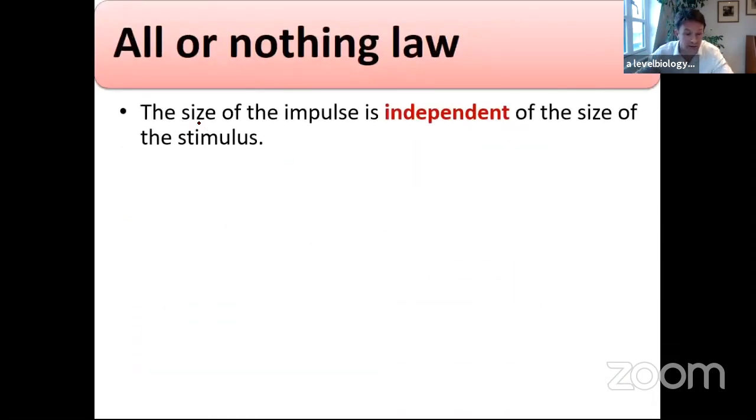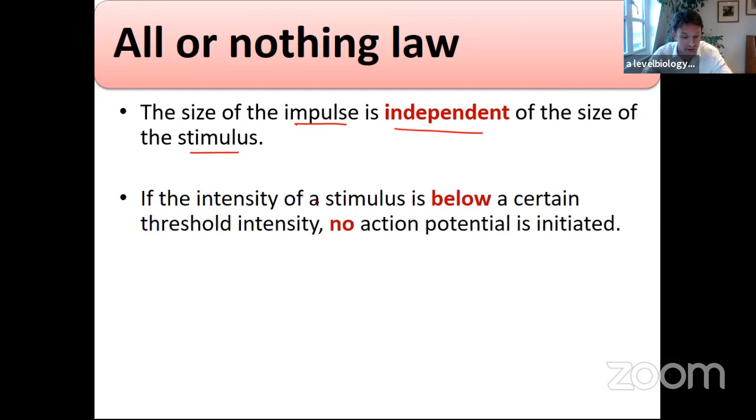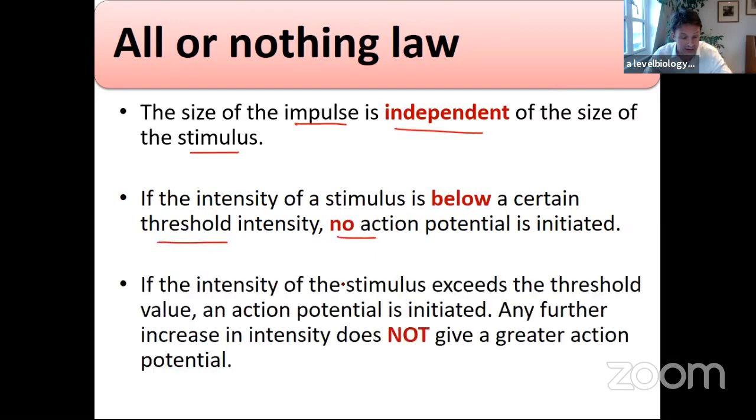So all or nothing law, the size of the impulse is independent of the size of the stimulus. If it's below the threshold level, you get no action potential. If it exceeds the threshold level, you initiate an action potential. And if it's a greater intensity, you don't get any greater action potentials, but you do get more frequent action potentials.